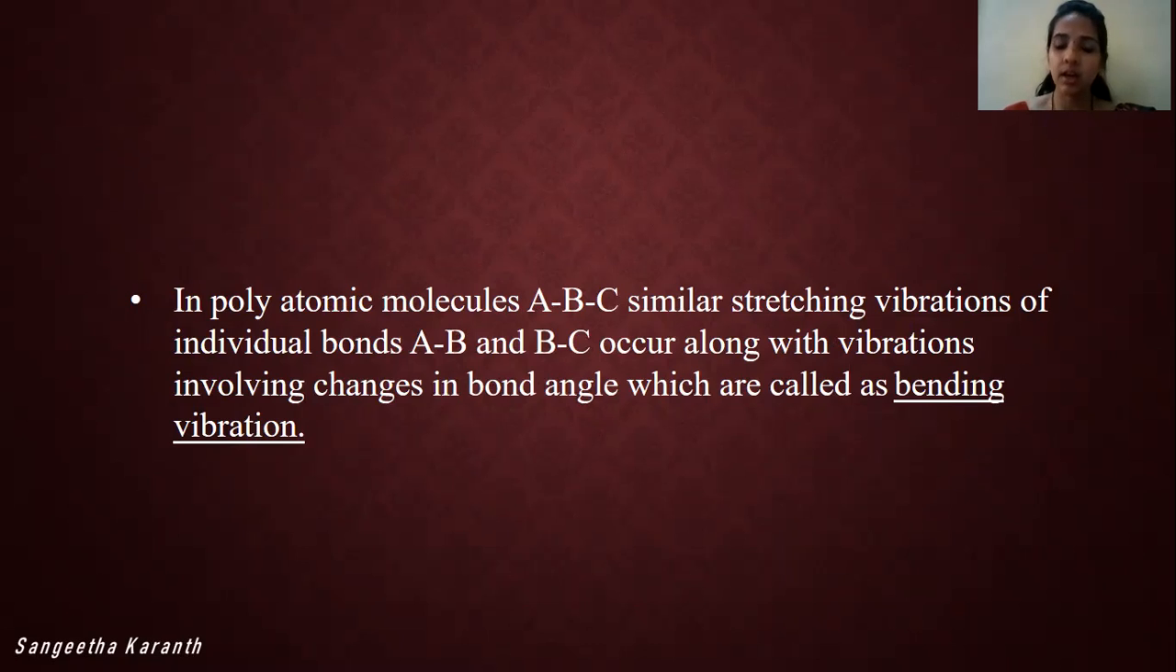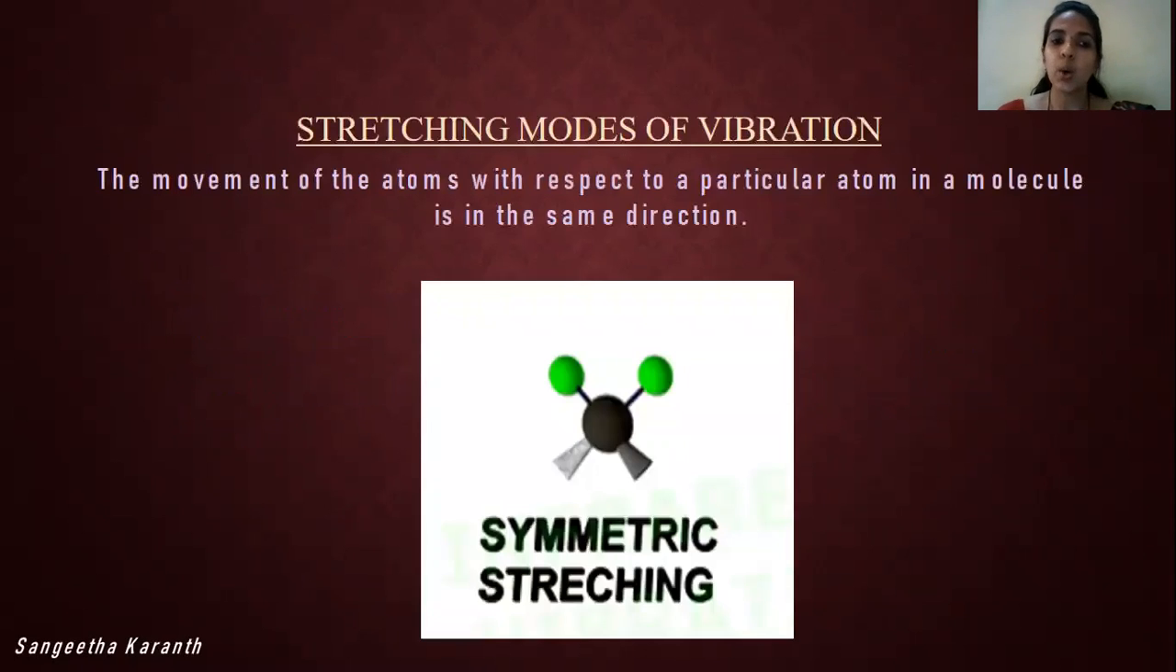In the further slides, I'll be explaining the main difference between the stretching vibration and the bending vibration. And again, in the stretching and bending vibrations, there are subtypes. So what are these different types of stretching and bending vibrations, which all together make up the vibrational movements of the molecules?